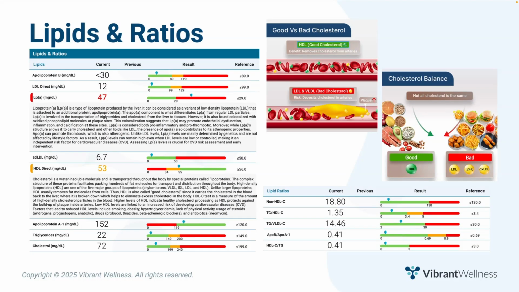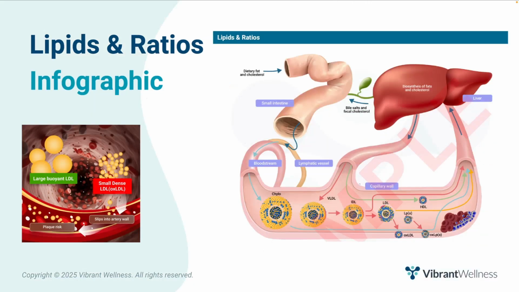Testing for lipids and ratios evaluates key lipid components that are crucial in cardiovascular disease risk assessment. This includes traditional cholesterol panel markers like HDL, LDL, and triglycerides, along with small dense LDL, Lp(a), and the lipoproteins ApoA1 and ApoB. The lipids and ratios section includes this infographic visually showing the different sizes of each particle, making it easier for patients to learn and remember that small dense LDL and oxidized LDL are the most likely to get into the artery wall and increase risk for atherosclerosis.